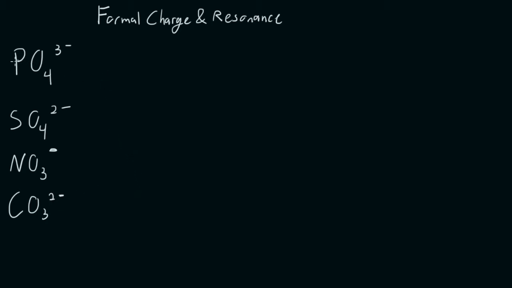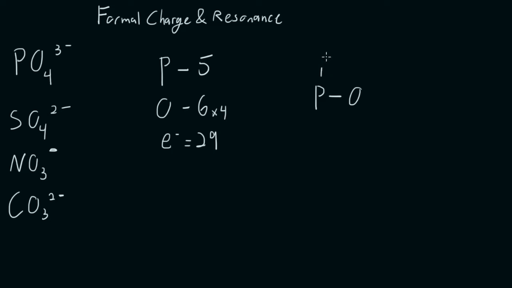Well, let's start by looking at the PO4, the phosphate. Let's make a Lewis dot diagram out of that. So I'm just going to set that up here. Okay, so if I count up all of my electrons here, I've got a total of 29 electrons. And so let's draw out that molecule, doing our rough draft. Phosphorus connected to oxygens. And then I've used 2, 4, 6, 8. So I'm going to take 8 away, and I'm left with 21.